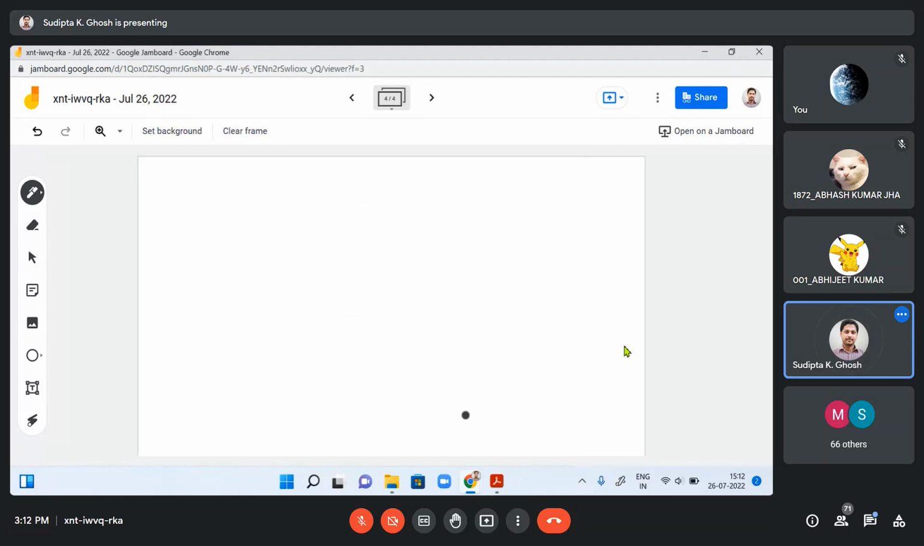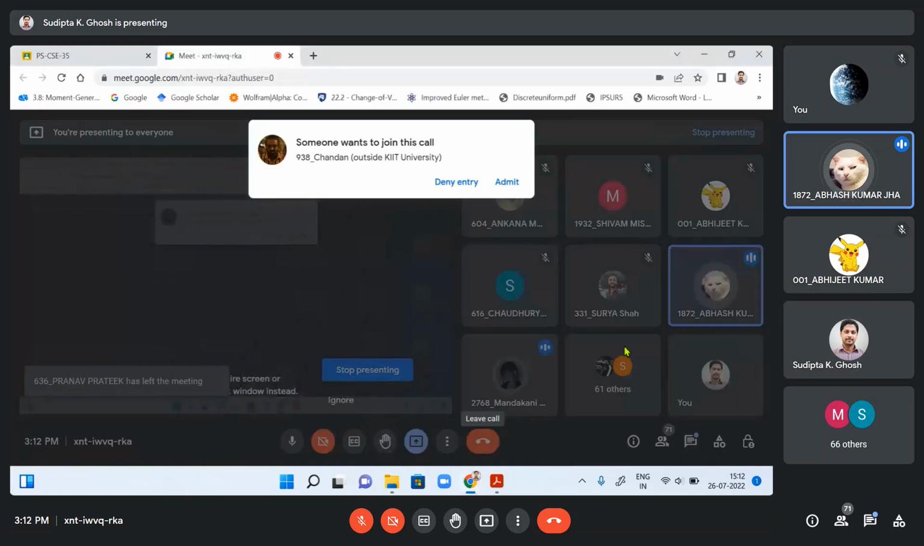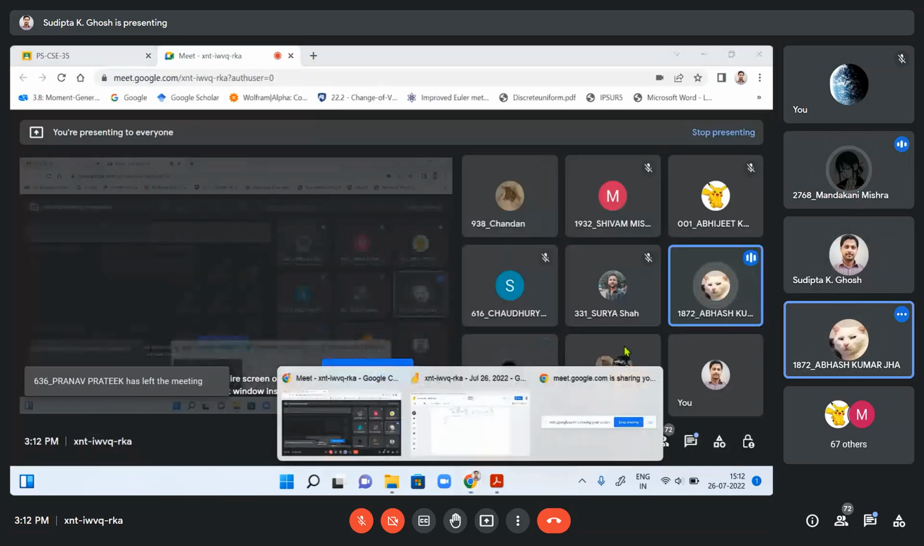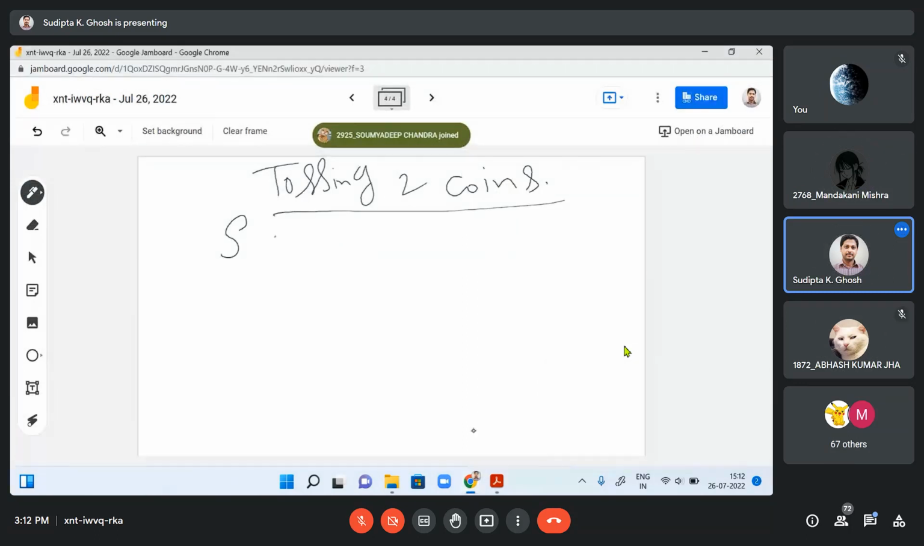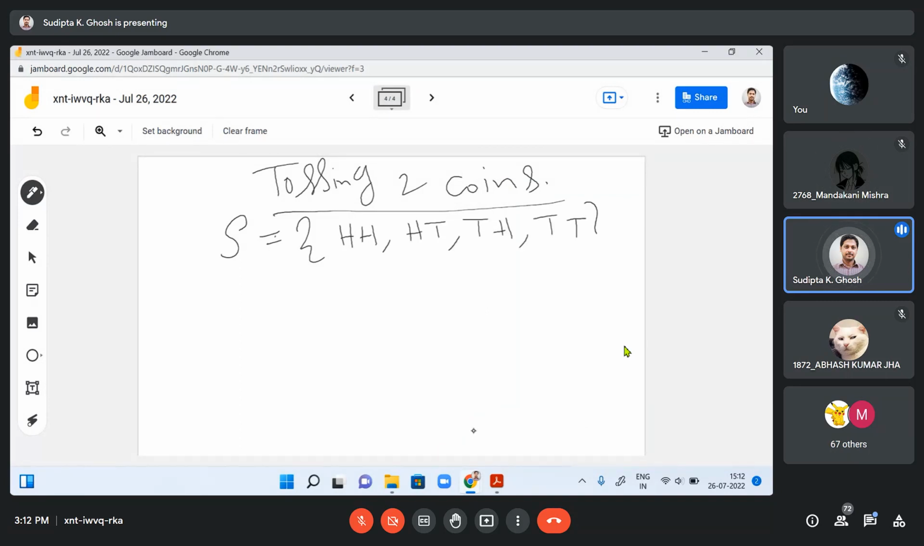Come to this example. Suppose you are tossing two coins. Now, what is my event space? Head head, head tail, tail head, and tail tail. Very good. So S becomes head head, head tail, tail head, and tail tail. That is the event space actually.